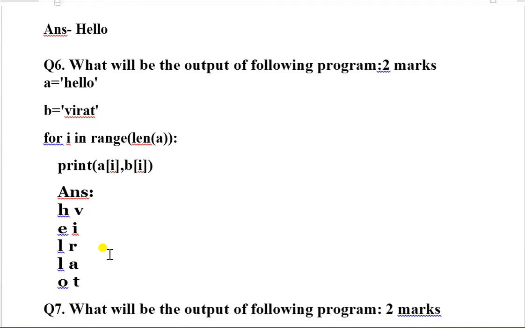Now next is: what will be the output of the following program? Again, A is equal to hello and B is equal to Virat. This loop will run till the length of A. Now you have to print A of i and B of i. So it will take one by one character of these strings and then print them in a vertical way. So this is the answer.